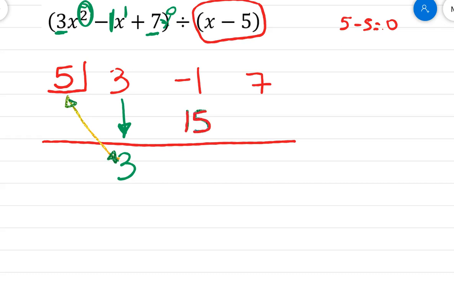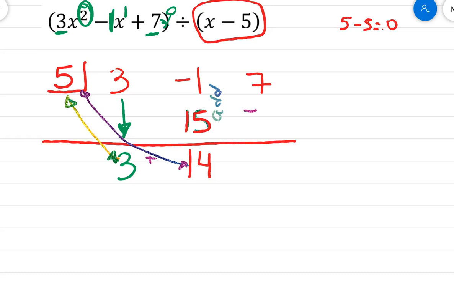And now I add. Let me write it. I'm going to add. Negative 1 plus 15 is positive 14. And now we repeat the steps. I am going to multiply 14 times 5. That gives me 70.